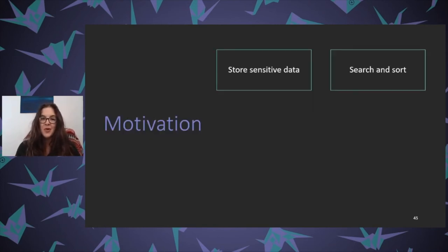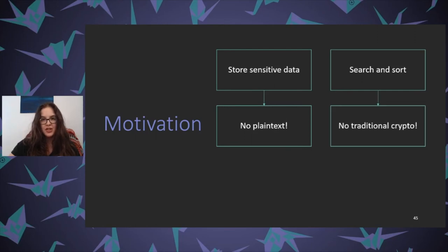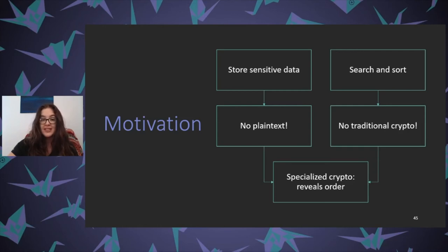So the motivation behind ORE comes from our desire to store sensitive data while also being able to search and sort the data quickly. We can't store it in plain text because of data breaches, and we can't use traditional encryption because the ciphertext from traditional encryption looks like junk and will prevent us from searching and sorting. So in response, specialized cryptography has been developed that encrypts the data while also revealing some property of the plaintext so we can use our database functions. Order-revealing encryption reveals only the order so that the server can answer queries without having to decrypt. You can think about this as a type of homomorphic encryption since we're evaluating something over encrypted data. I'll walk through how this works.